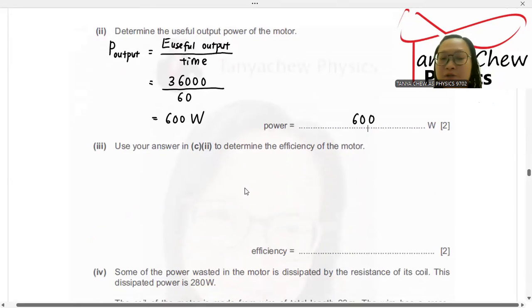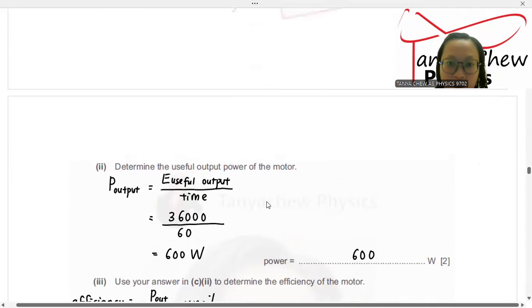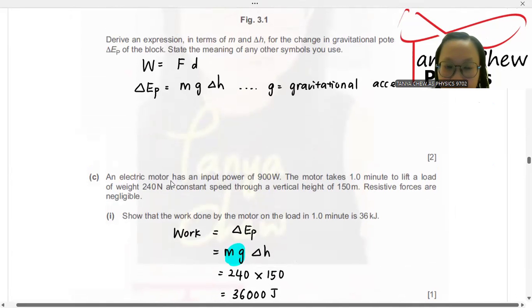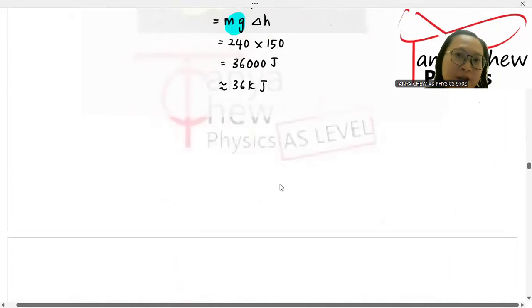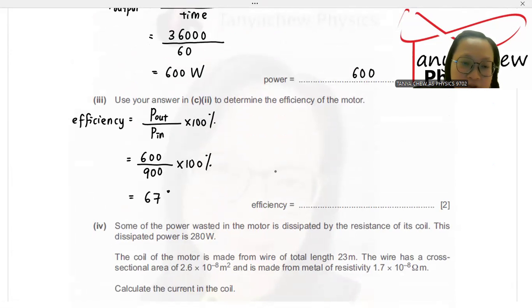And the third one, use your answer in C part 2 to determine the efficiency of the motor. So efficiency, since this is related to power, so I am going to use useful output power over input power multiplied by 100. Useful output power is 600, the one that you have calculated above, and the input power, remember, an electric motor has an input power of 900 watt. So just replace with 900 and you times 100%. And my answer is 67%. 67% is the answer.